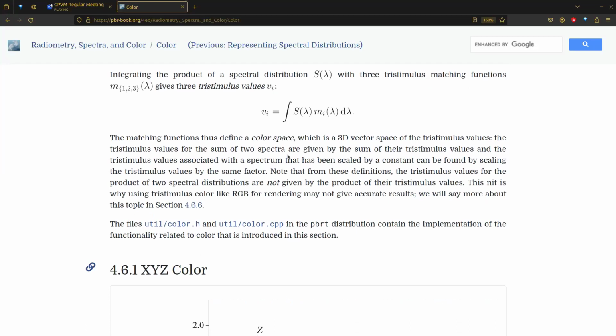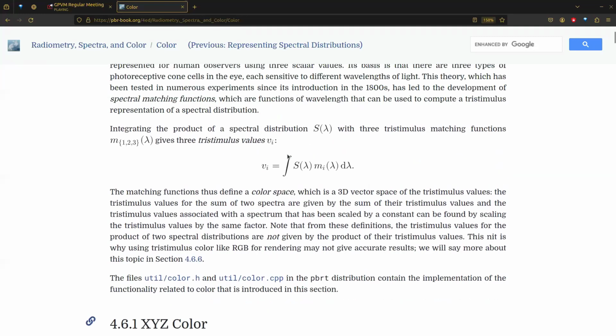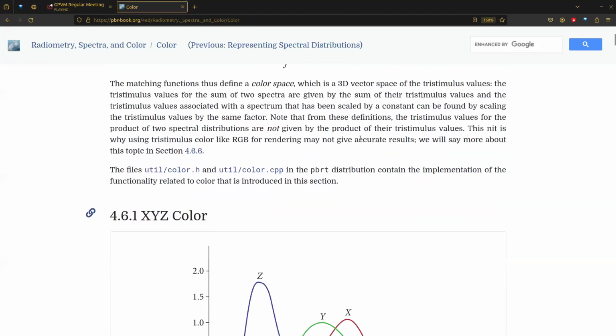So integrating the product of a spectral distribution with three tristimulus matching functions gives three tristimulus values, v_i. This is integrating the spectral distribution times the m_i, which is the function of wavelength that gives you the color. Matching functions thus define a color space, which is a 3D vector space of the tristimulus values.